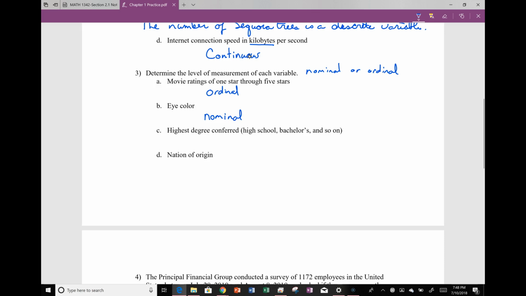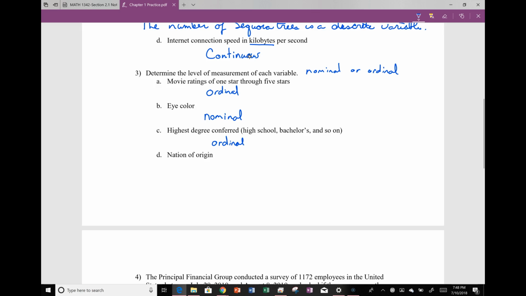Highest degree conferred. High school, bachelor's, so on. Someone with a bachelor's degree, do they have a higher education than someone with just a high school diploma? Does someone with a master's degree have a higher education degree or higher degree than someone with a bachelor's degree? Yes. Because there's that hierarchy, it is considered ordinal.